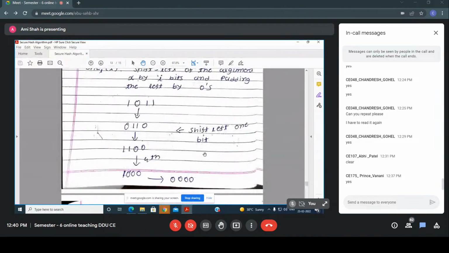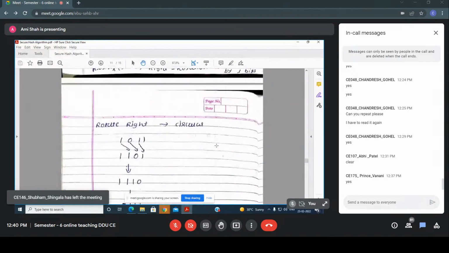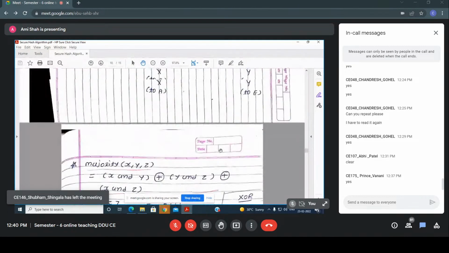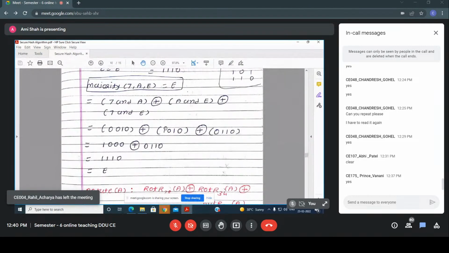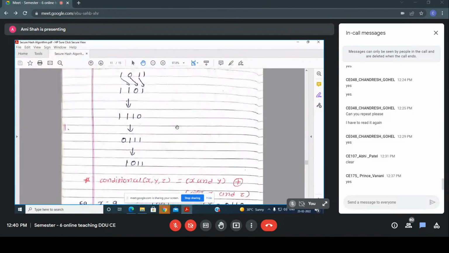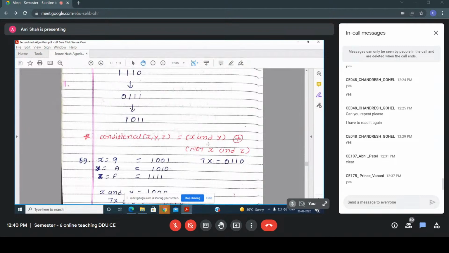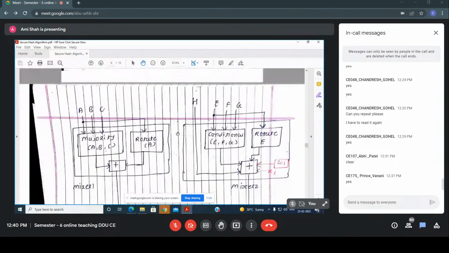In this way the question can be asked in the exam. Similarly, you have to remember all these formulas for majority. I will give you this type of question in MCQ, and this type of question may also be there for rotate, and similarly for conditional. So you have to remember all these formulas.